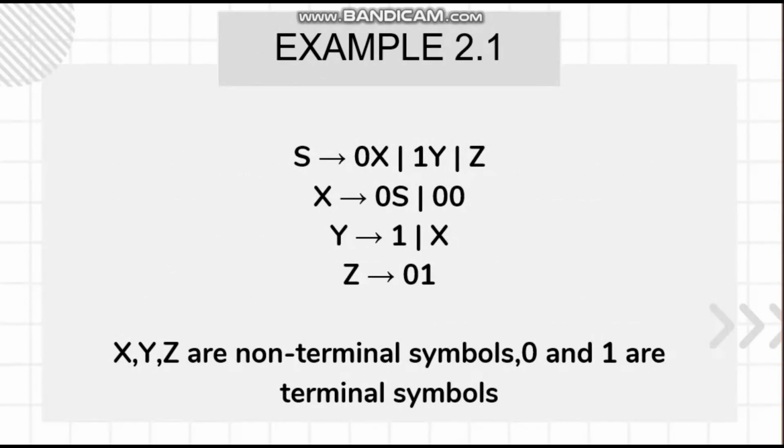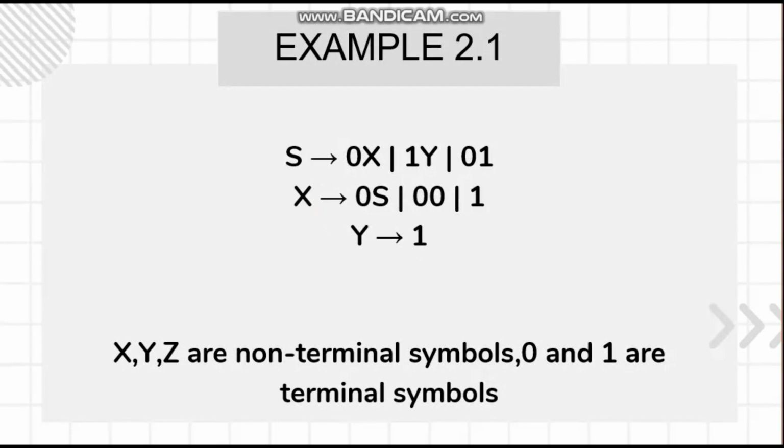So this is the example, and here we find out that there is a unit production S gives Z, and Z, which in turn gives 0 1. Replacing Z with 0 1 in the first production, we get S gives 0X 1Y and 0 1. Now we find out that there is another production Y gives X and X gives 0S and 0 0. Replacing X in the third production, we get Y gives 0S 0 0 and 1, which is our final answer.